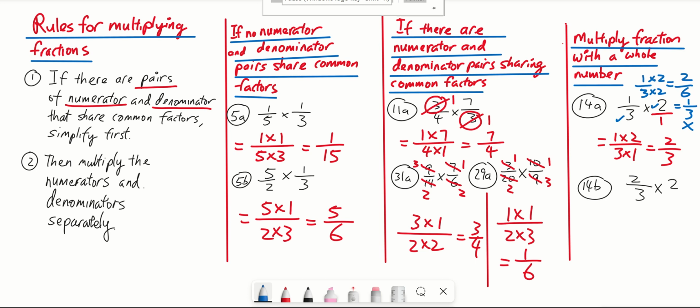All right, so just to cement your understanding here, we have 2 over 3 times 2. Again, 2 becomes 2 over 1. And so therefore, when we multiply this together, I have 2 times 2 over 3 times 1, and that gives me 4 over 3.